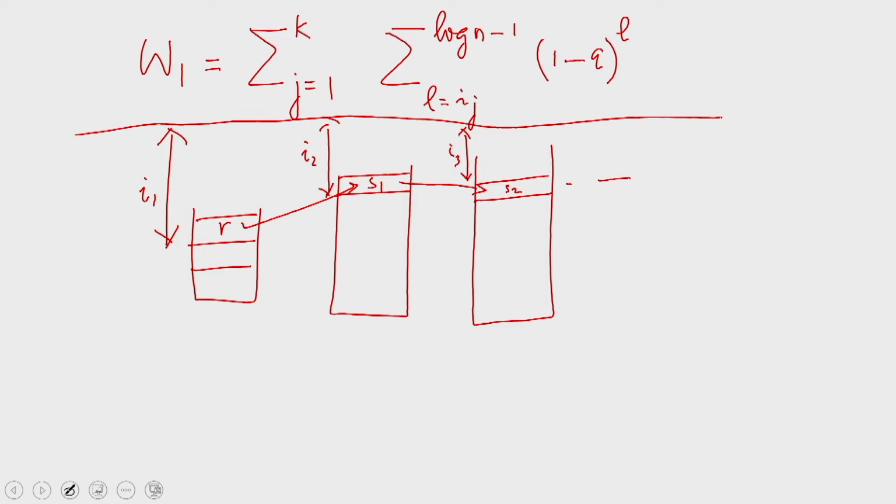For each of the q's, I have to add up the total weights. The highest weight here is 1 minus q power I1 going all the way to 1 minus q power log n minus 1. For this q, the highest weight is 1 minus q power I2, and the lowest weight is 1 minus q power log n minus 1. So, the sums are taken for every single q. That is what the quantity W1 is. So, W1 is the total weight in the system before the operation.